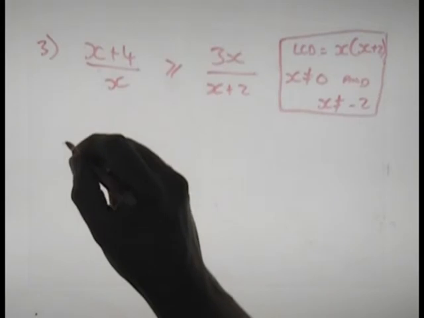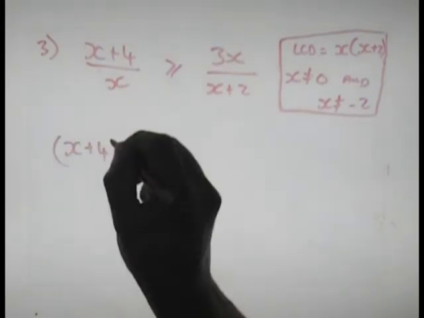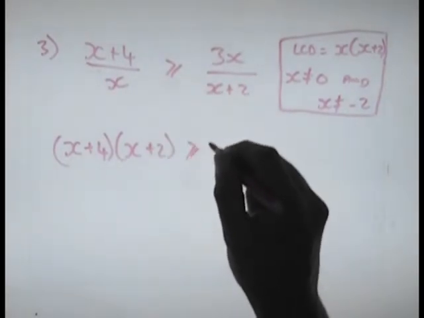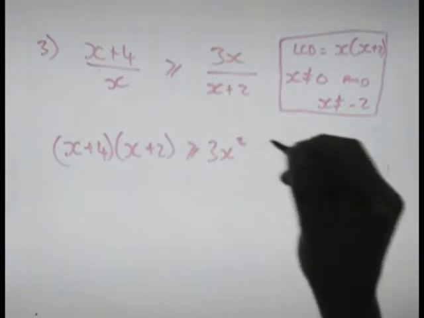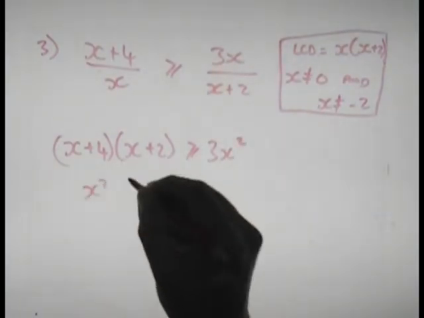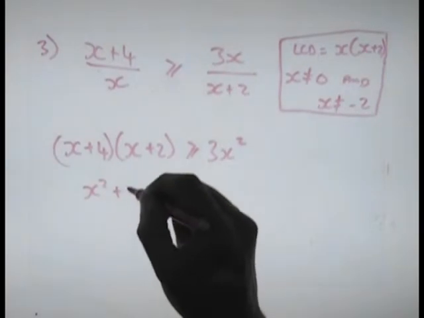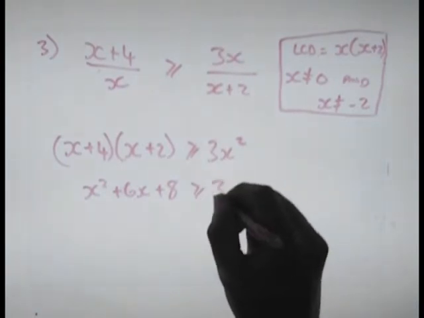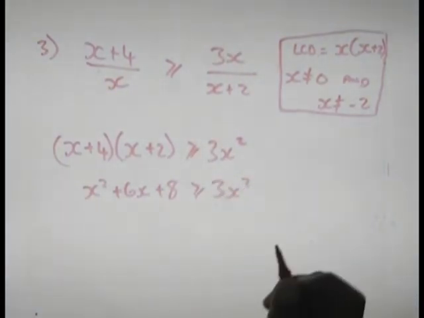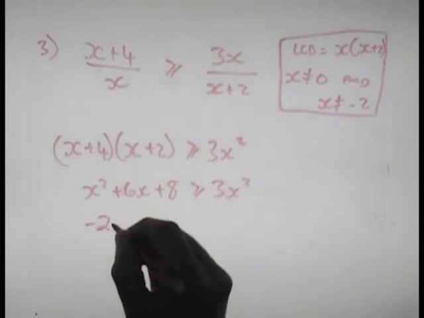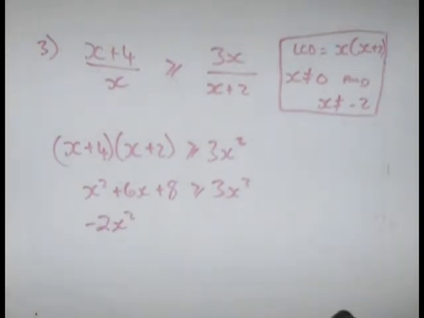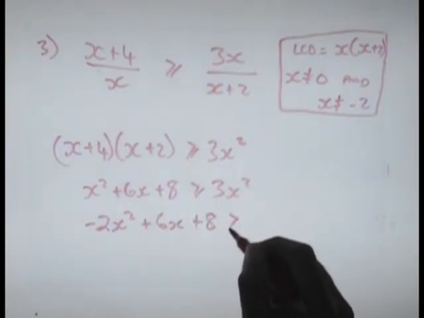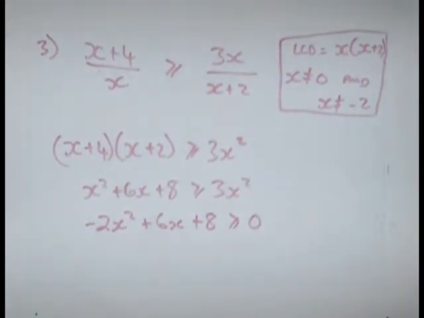If our LCD is that, then this is going to become (x + 4) multiplied by (x + 2) greater than or equal to 3x times x, which is 3x squared. That means x squared + 4x + 2x + 6x + 4 times 2 is 8, is greater than or equal to 3x squared. Take the 3x squared across, that gives you minus 2x squared, because that's 1x squared minus 3x squared is minus 2x squared, plus 6x + 8 greater than or equal to 0.